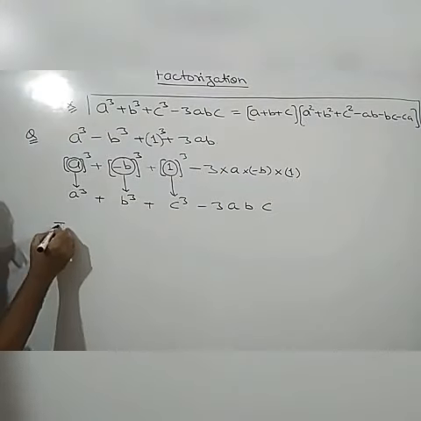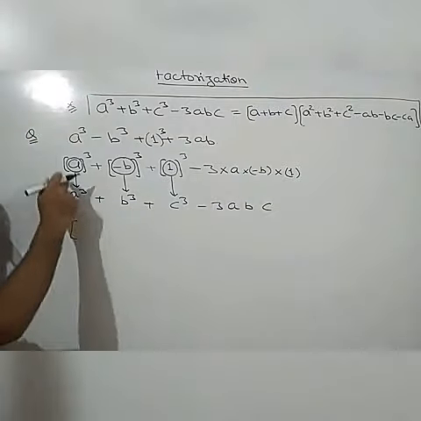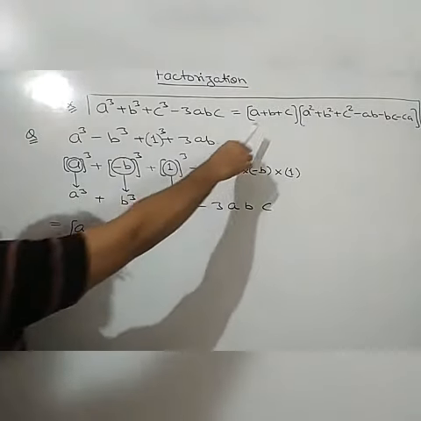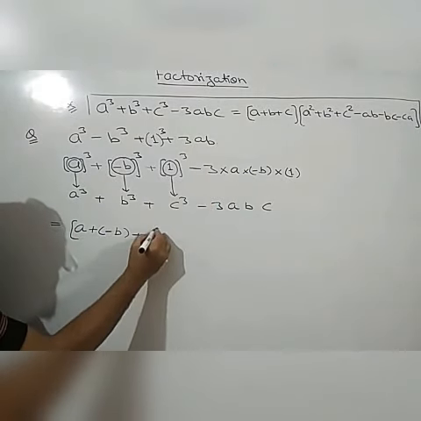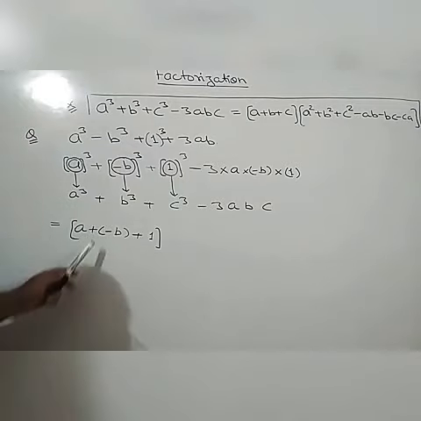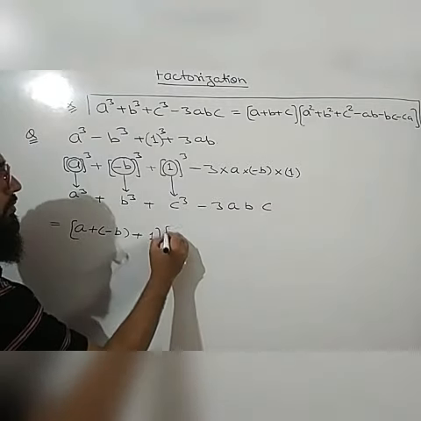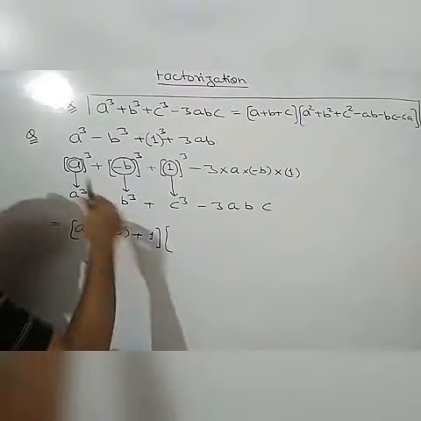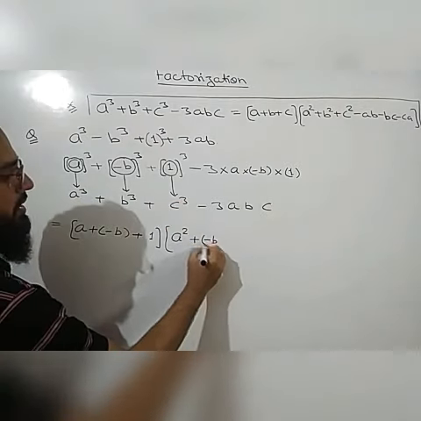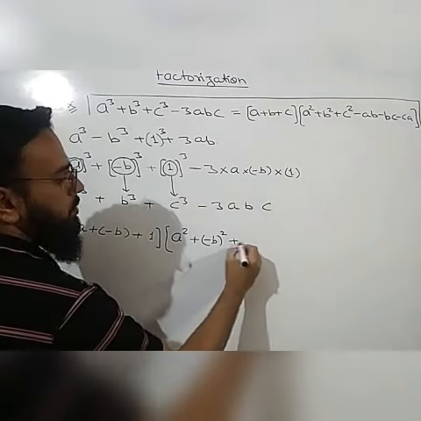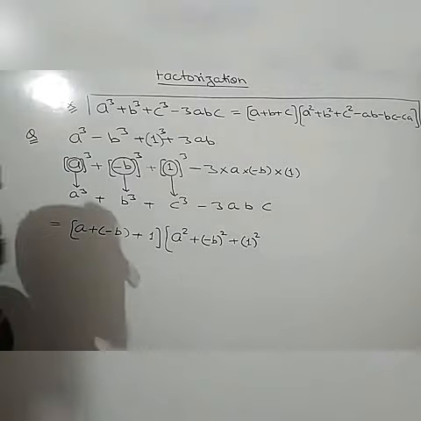So it will be equal to, in the first bracket, a plus b plus c. What is a? A is itself a, but at the place of b, we will put minus b, and at the place of c, we will put 1. So the first bracket is a plus minus b plus 1. Then in the second bracket, what will be there? It is a square, which is itself a square, plus b square, so it will be minus b whole square, plus c square, which will be 1 square. So it is a square plus minus b square plus 1 square.